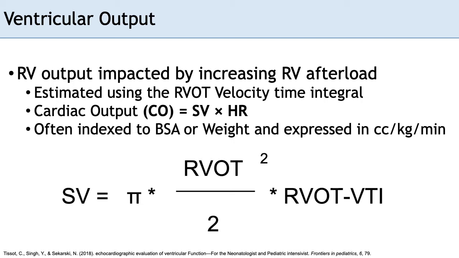Now, it's a bit of a controversial measurement in the cardiology community, I would say, since it is prone to mistake because the RVOT is squared. If you do just a little mistake in your measurements, the measurement is squared.